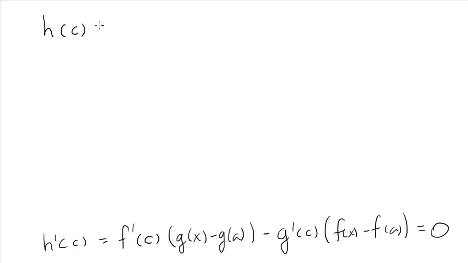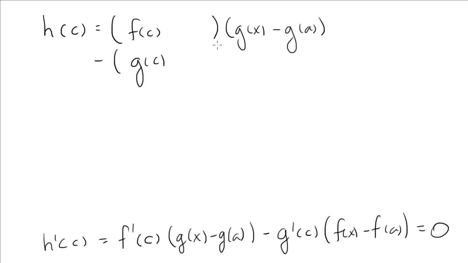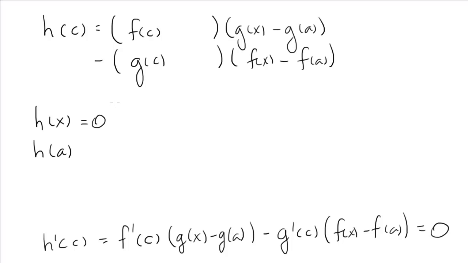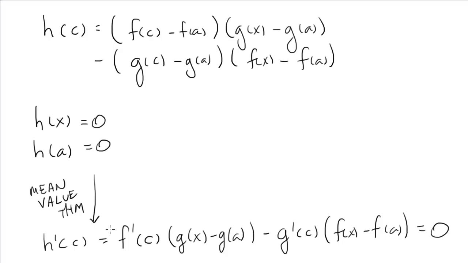Antiderivative in c, f plus a constant, which I'll put in a second, constants, g plus a constant times another constant. I want to plug in x and get 0. So plugging in x for c, I've got an f of x. So if I do f of x minus a, those terms will cancel. And a g of x minus g of a, those terms will cancel. Plugging in a, they just cancel immediately. Mean value theorem, and there's some point c in between where the derivative is 0.